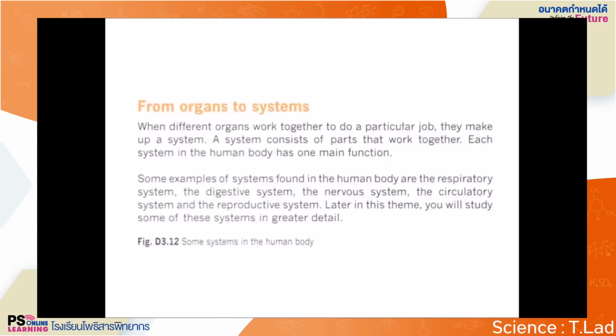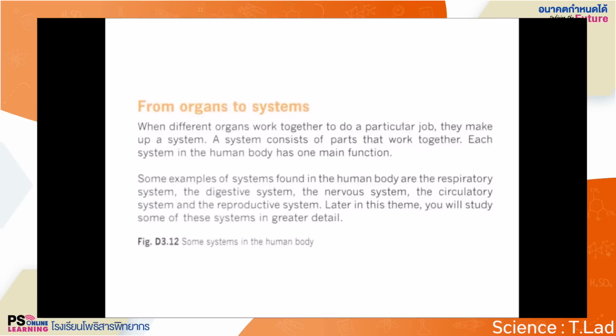When different organs work together to do a particular job, they make up a system. A system consists of parts that work together, and each system in the human body has one main function. So again, if we break down the parts of the body, the body is made up of different systems, and a system is made up of different organs, and an organ is made up of different tissues, and a tissue is made up of similar cells. And a cell is a basic unit of all organisms that is alive. And the cell is made up of different molecules. And a molecule is made up of different atoms.